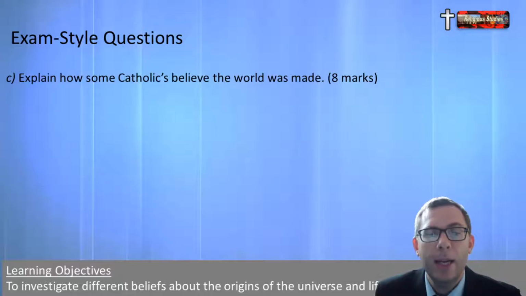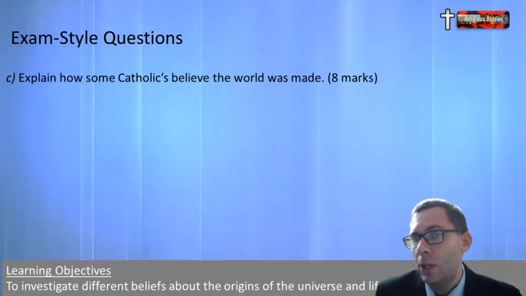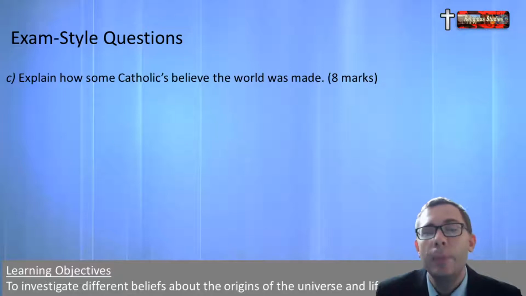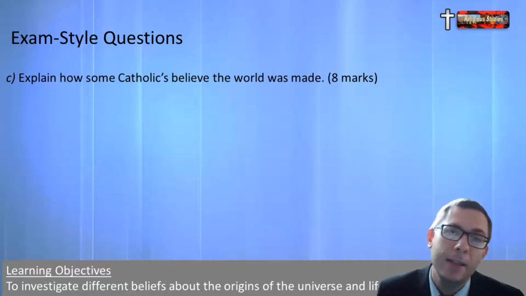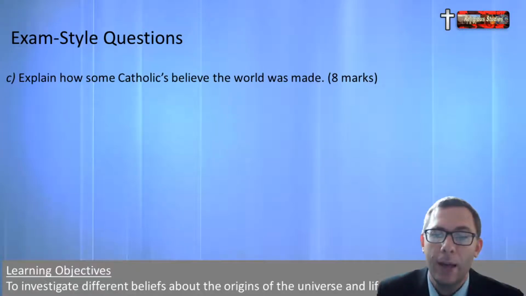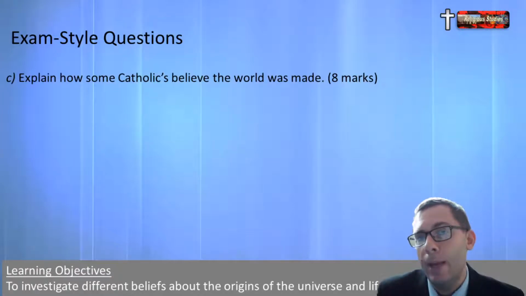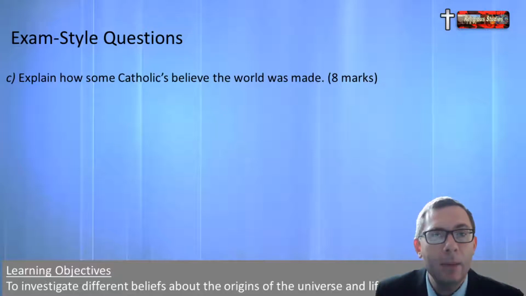So it's explain how some Catholics believe the world was made. You're after 2 different theories of creation. So maybe Genesis 1 and the Big Bang potentially. Then you're going to be quoting people or saying things that happened within those events. This will take you about 8 minutes. You need sources of authority in both sections, and you need to be naming names and explaining things as well.